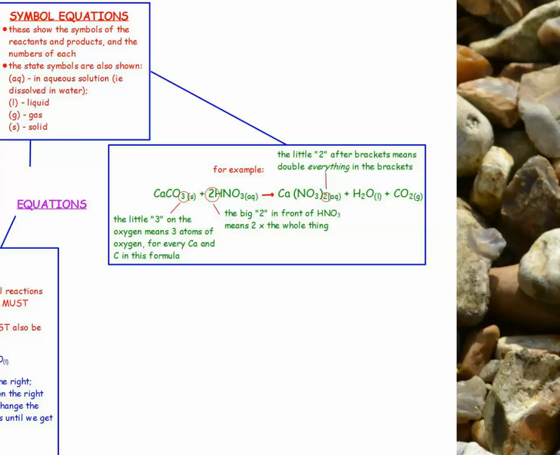A big number in front of a formula means do that to the whole formula. So this big 2 means there are 2 lots of HNO3, nitric acid. Then in the products we've got calcium nitrate. Now you see there are brackets around NO3, brackets around the nitrate, and a little 2 after it. That means double everything in the brackets, but only the stuff in the brackets.